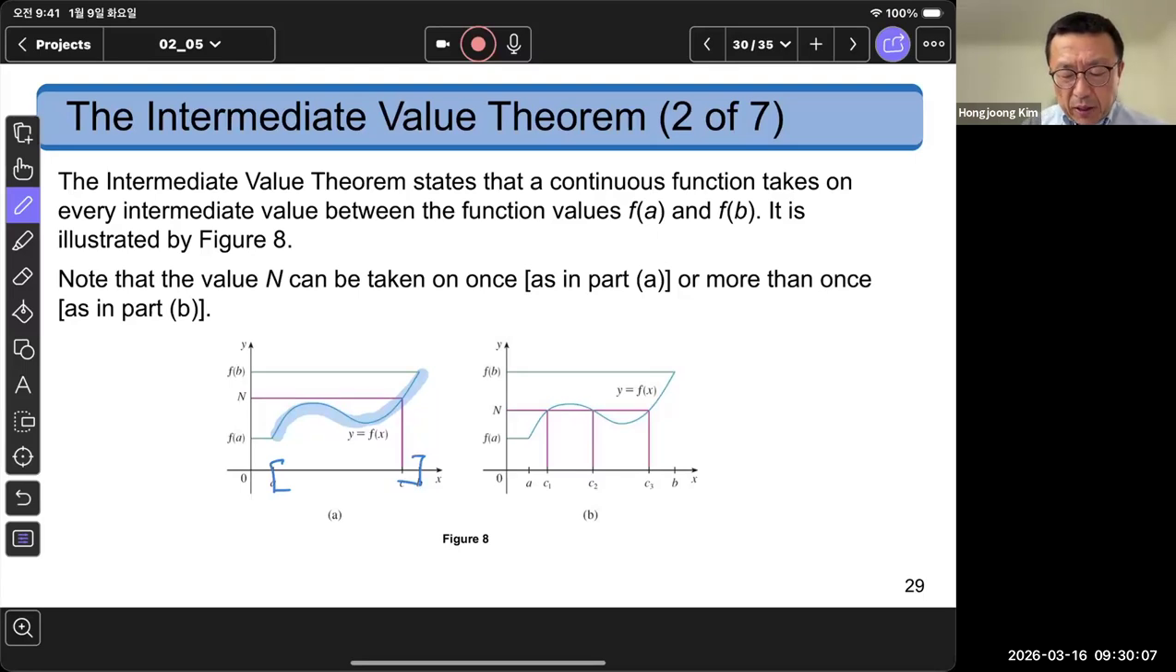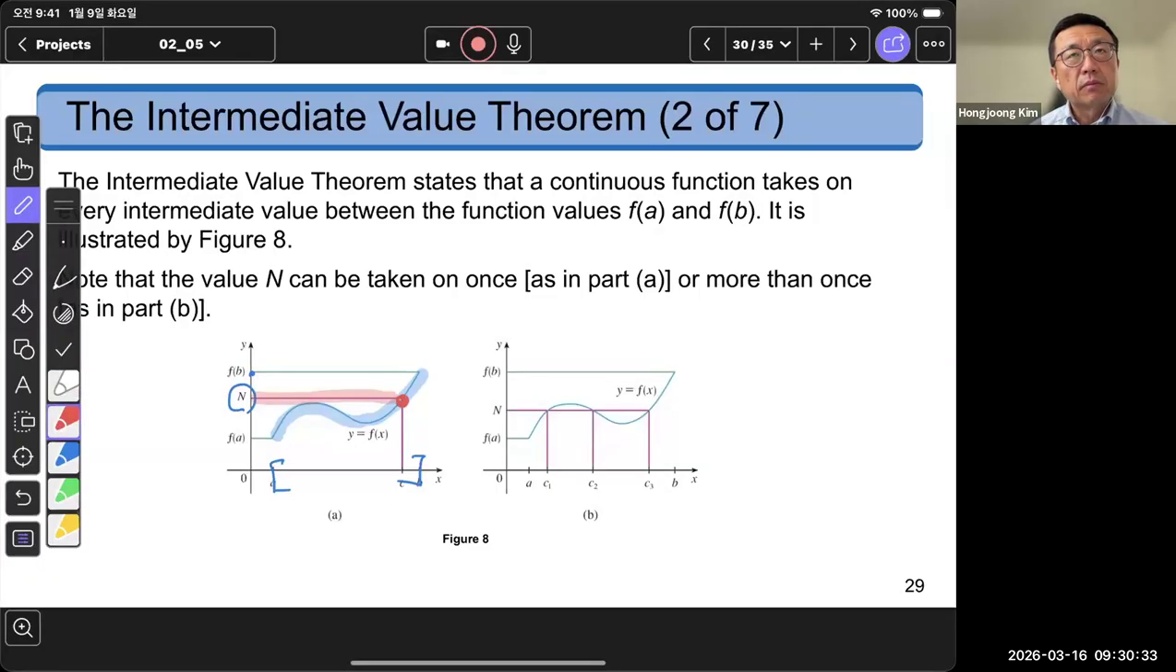Then, if I consider any value n between f of a and f of b, the horizontal line at n, this red one, will have an intersection with the graph of the function f. So we have this intersection. Depending on the value of n, there may be more than one intersection. But we always have such a point of intersection.